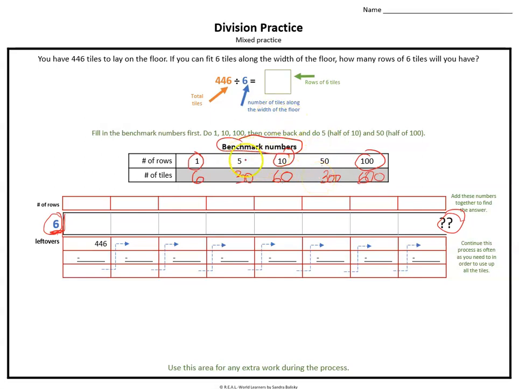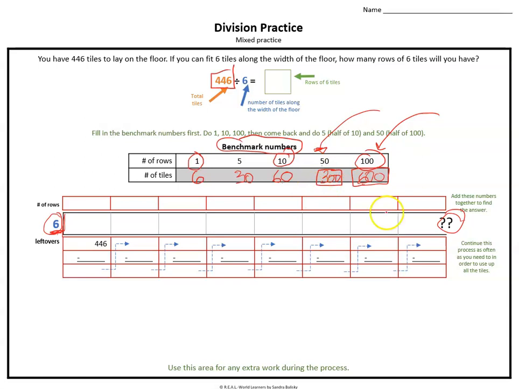Now these are benchmark numbers because they give us a pretty good idea of some important chunks, or groups, that we could lay. So if we look at this, what would happen if we laid 100 rows of tiles? Well, we would have 600 tiles there. So let's take a look. In our shipment, we received 446 tiles. So we can't do 100 rows. So let's try the next number in our benchmark list. Can we lay 50 rows of tiles? Yes, because 50 rows gives us 300 tiles.